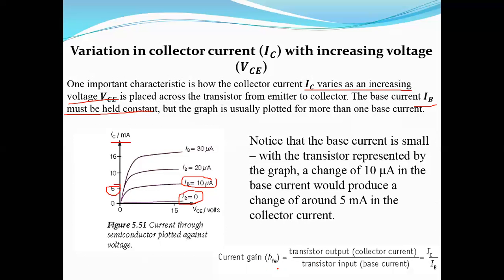Current gain, HFE, current gain over here. So we are going to use this formula: collector current over base current will give us current gain. Okay. We have a question next. Let's solve that question and let's continue.